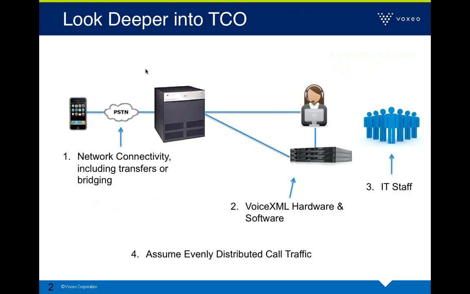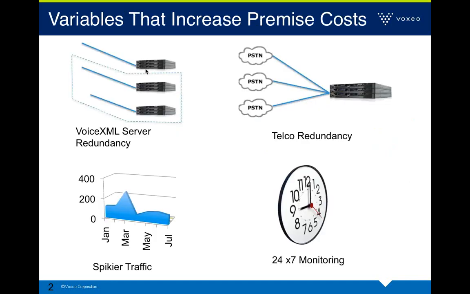When you look a little bit deeper into what the total cost of ownership is in a premise environment, you've typically got network connectivity, the hardware, the staff, and all that, but you're also assuming typically even traffic, and that comes into some of those variables that do increase these costs. If you want redundancy of your servers, you've got multiple servers, you've got software licenses, those types of things. You have telco redundancy, multiple connections out there. You have monitoring. You also have spiky traffic, and that can be a challenge there.